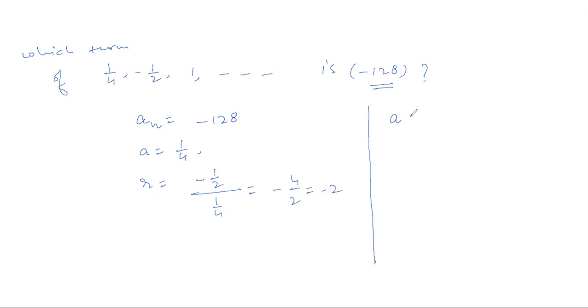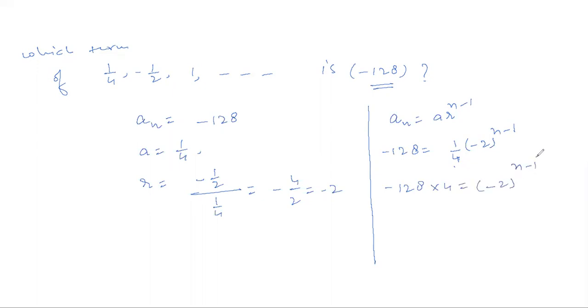Find the value of AN now. It is A R raised to power n minus 1. The value of AN is minus 1 upon 128 equals A, which is 1 upon 4, and R is minus 2 raised to power n minus 1. We can multiply this 4 to this side. So it will be minus 1 upon 128 into 4 equals minus 2 raised to power n minus 1.